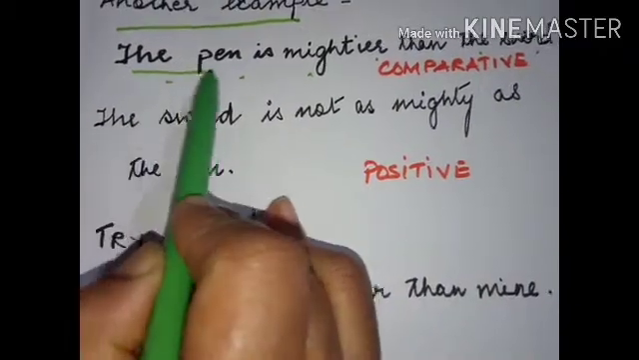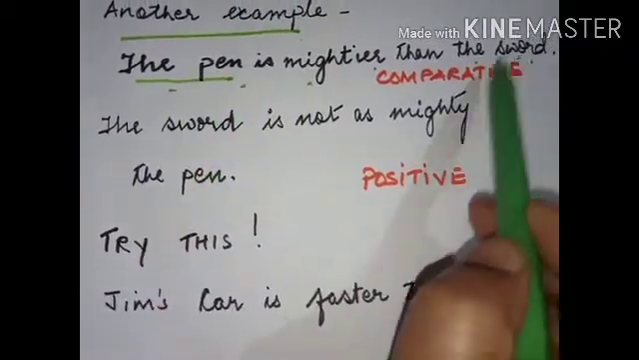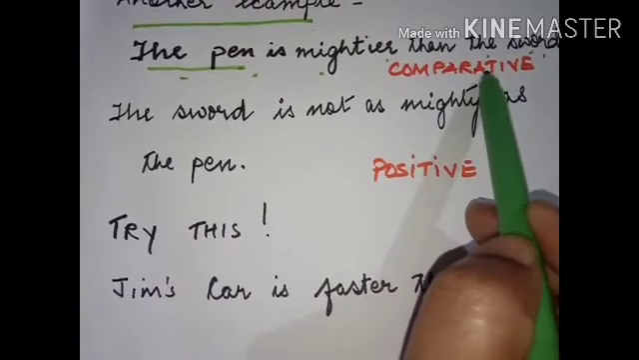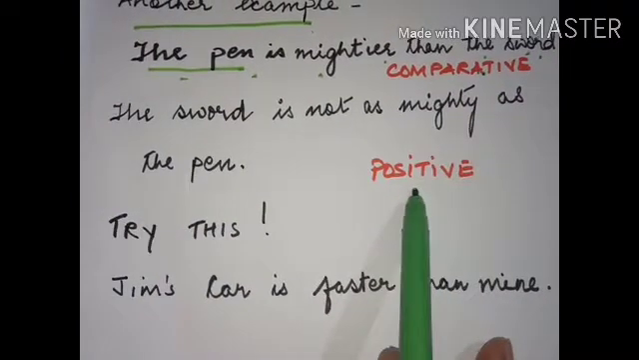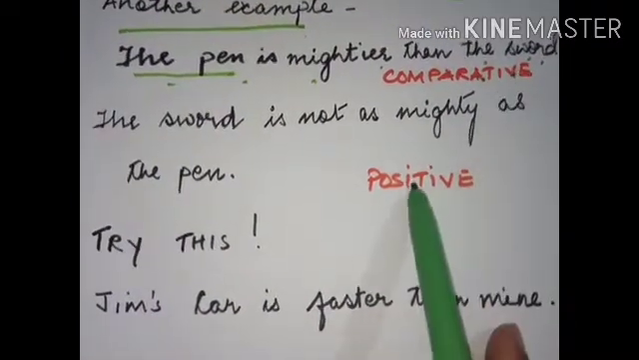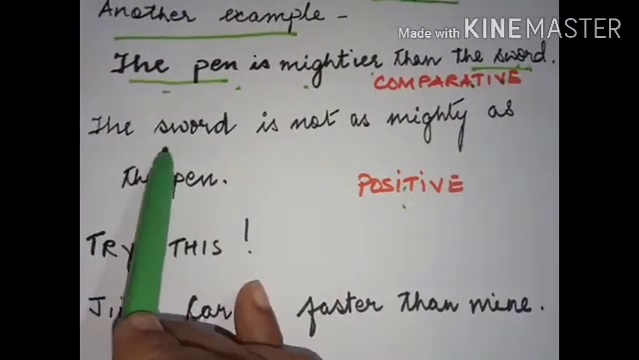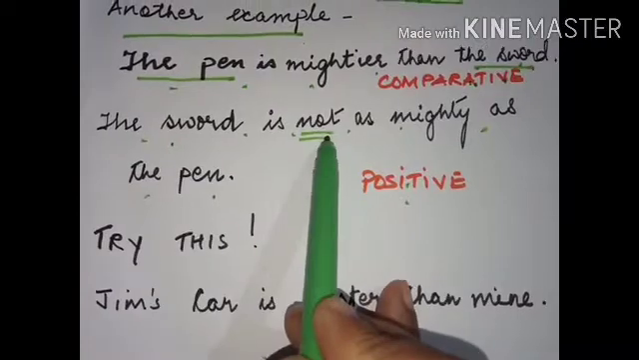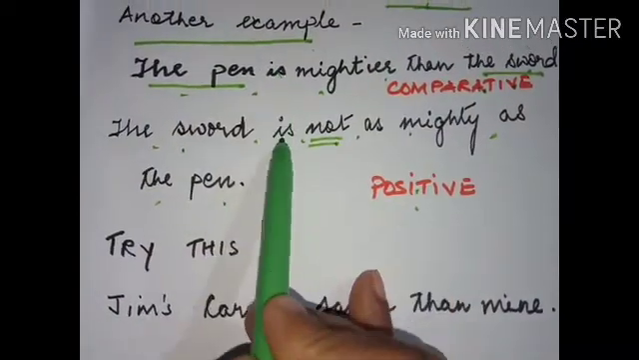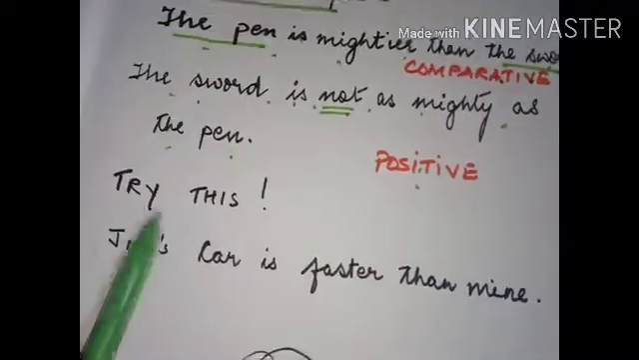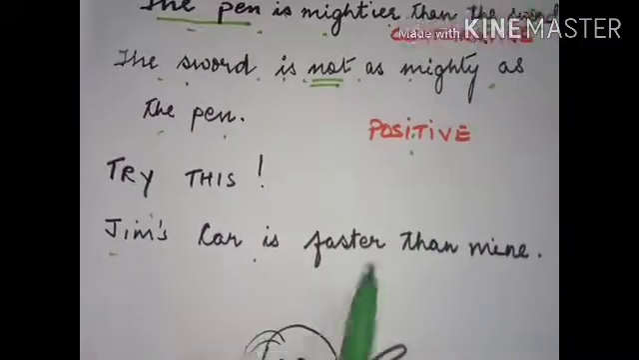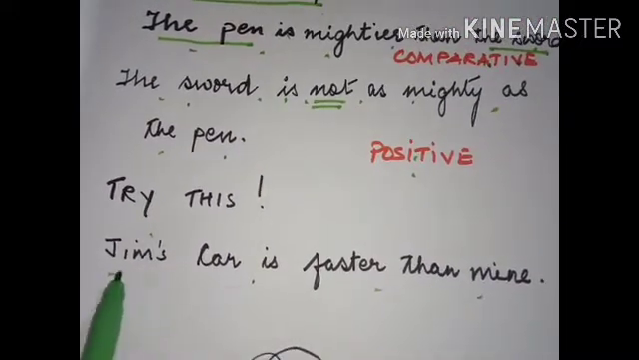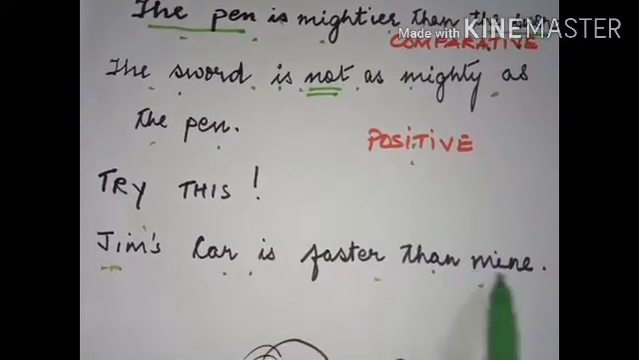Okay. So another example, the pen is mightier than the sword. Now we are comparing between the pen and the sword. So we will have no superlative degree here, only comparative and positive. So if you want to convert it into positive, we'll bring the sword to the beginning. The sword is not as mighty as the pen, and again the negative form. So the tense is the same. You can try these. Jim's car is faster than mine. So comparison between Jim's car and your car.